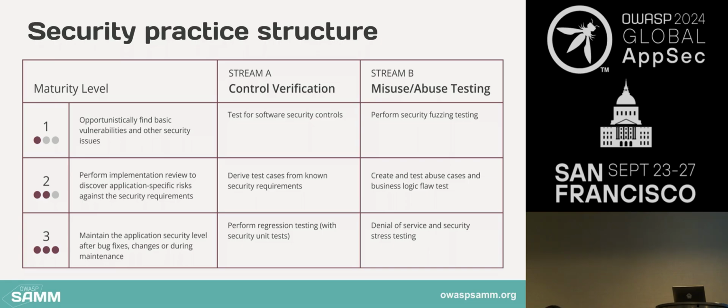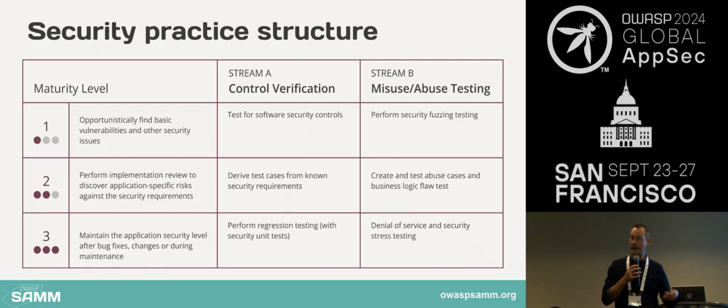And within each of these streams, you have the activities. So control verification: are you testing software security controls? Do you derive test cases from security requirements? This is more efficient. And then do you perform regression testing? That is really mastering this. And so you see there's an increasing level of maturity. And that is really the structure of each of these security practices, where you have basic activities, becoming more efficient at that activity and that security practice, and then fully mastering it.